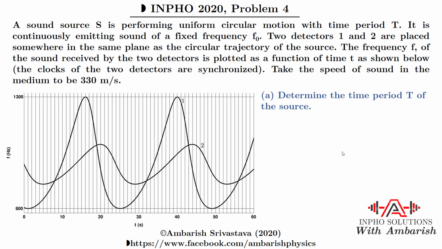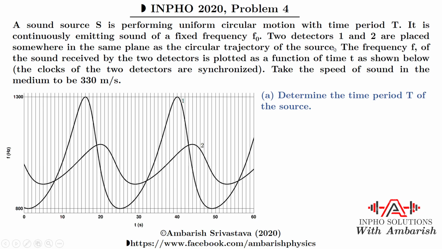And in today's video, I am going to present to you the solution of INPHO 2020 problem number 4. That's a problem based on Doppler effect. So here's the problem. A sound source S is performing uniform circular motion with time period capital T. It is continuously emitting sound of a fixed frequency F0.